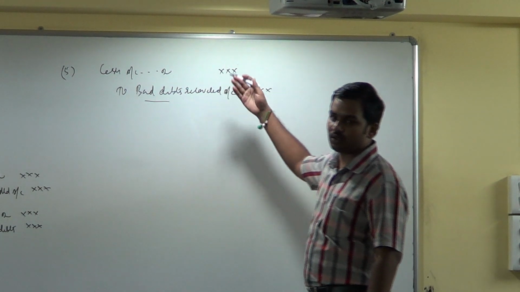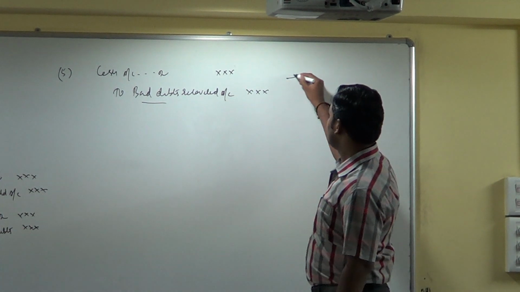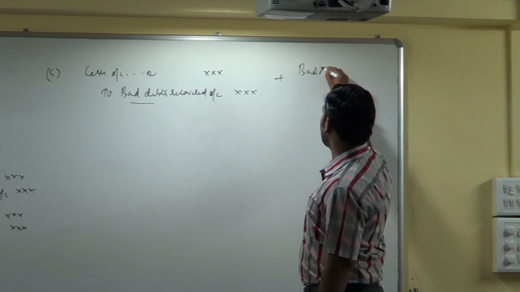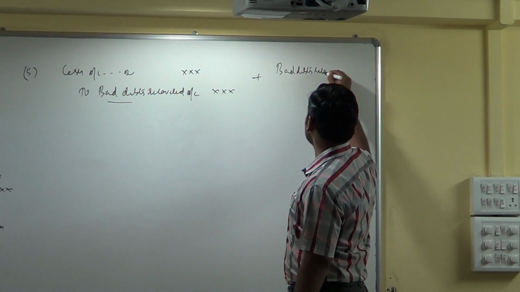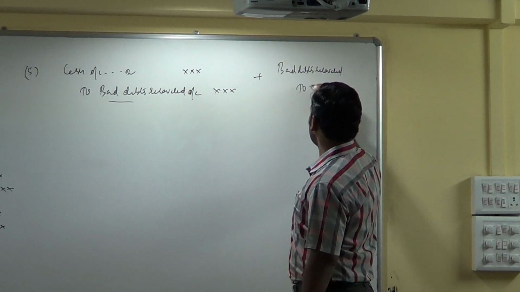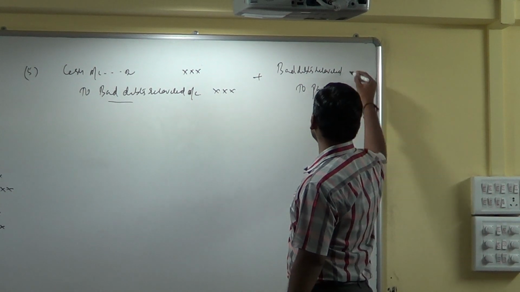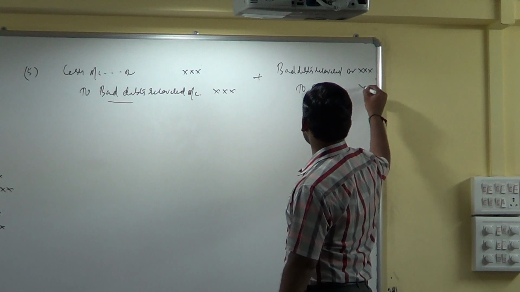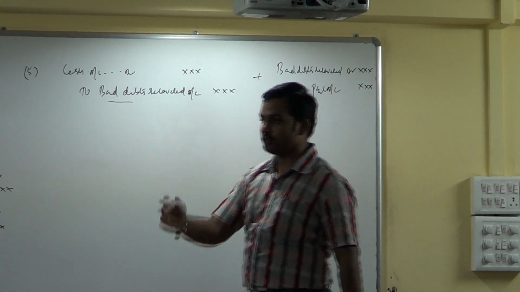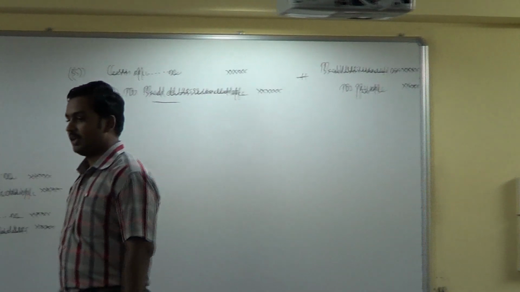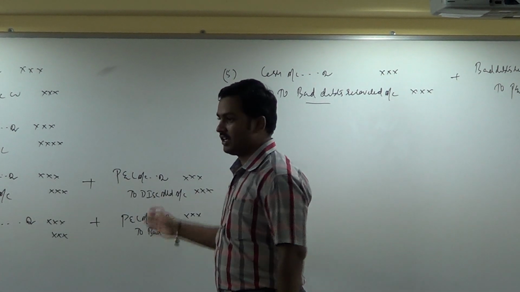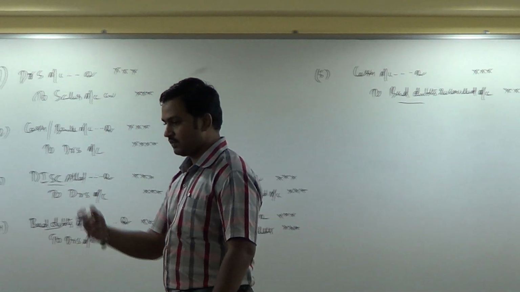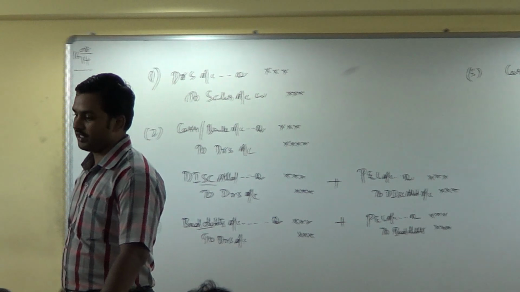What is the entry you are going to pass to close? Bad debts recovered account debtor to profit and loss account. This entry we pass to close the bad debts recovered. Please note down the closing entries also in your notebook. If it is possible, like this. If it's not possible, wherever you are placed, please note down the entries.